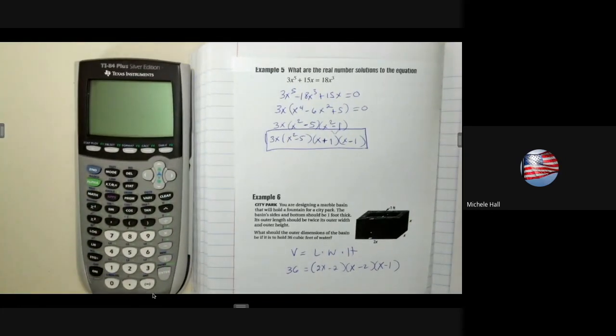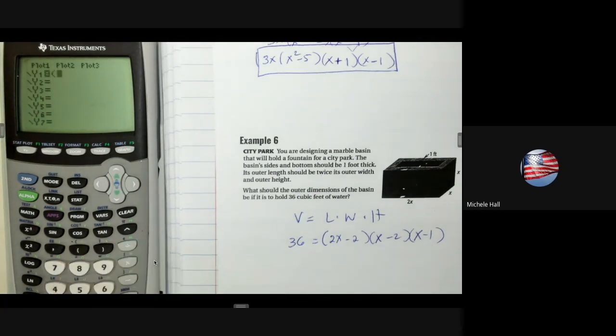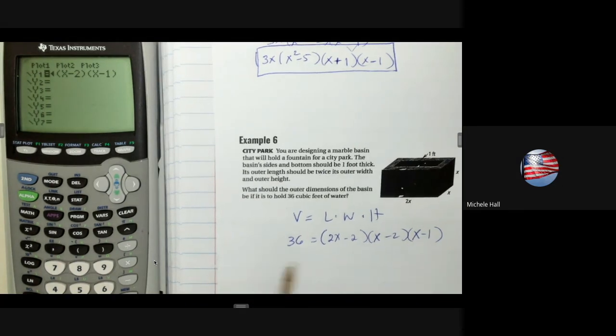The first thing that you're going to do is graph the function. We're going to graph the right-hand side, and we're going to use parentheses. That keeps the multiplication. So y equals, open parenthesis, 2x minus 2, close parenthesis, open another parenthesis, x minus 2, close my parenthesis, open another parenthesis for x minus 1. So there's the first equation. What this says right here is we want to know, when does the right-hand side equal the left-hand side? That's what the equation means.